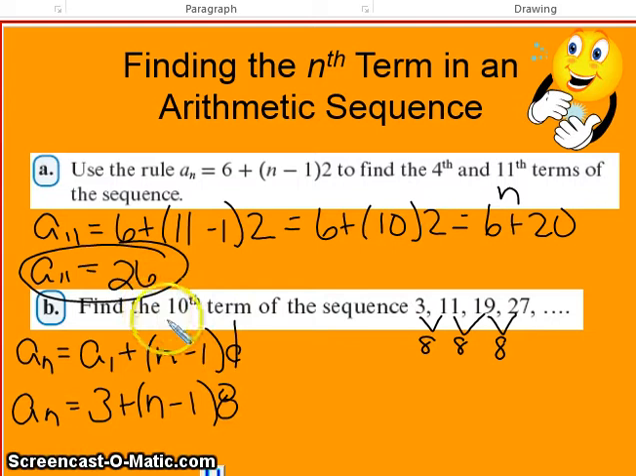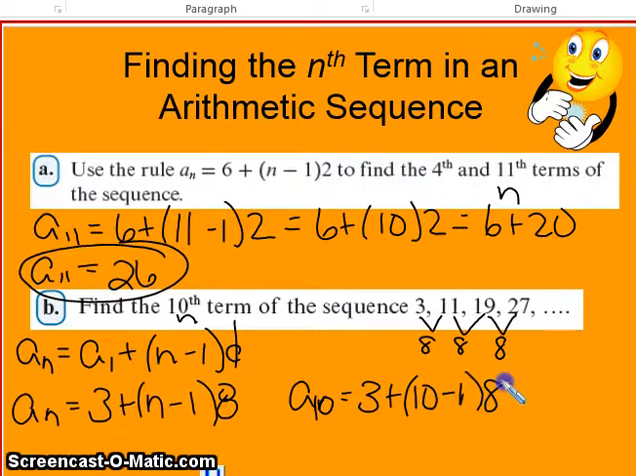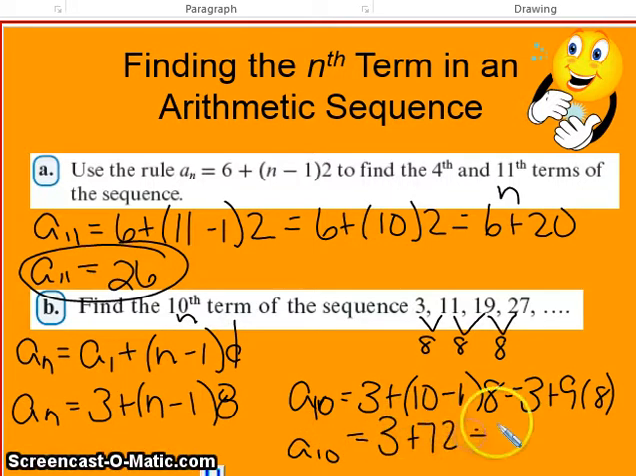Now since I want to find the 10th term, that means n is 10. So to find a sub 10, I take the first term plus the term I'm looking for minus 1 times 8. And then I do order of operations. 3 plus 9 times 8. 9 times 8 is 72, so I have 3 plus 72, which is 75. So the 10th term in this sequence is 75.